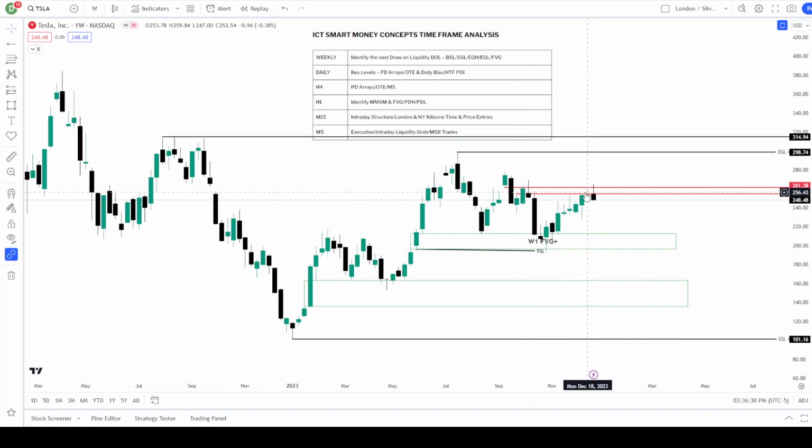So it could be important to look at and say, okay, there was a fair value gap here. We've rejected again. Are we going to cycle back down into this fair value gap, or are we going to push through it and then head towards the liquidity?